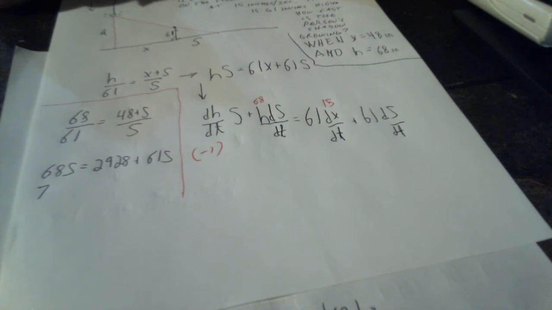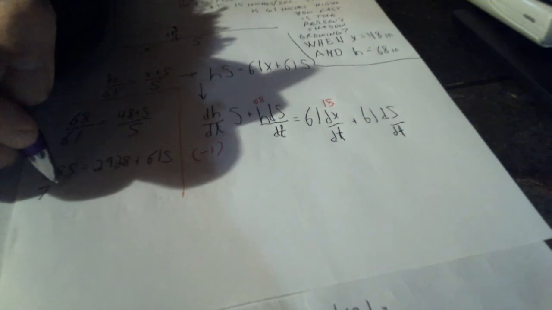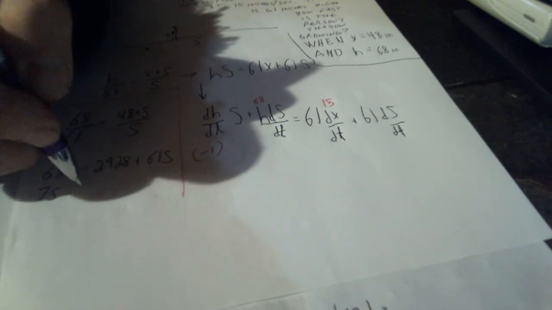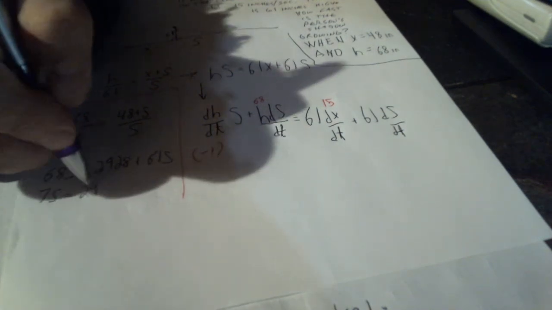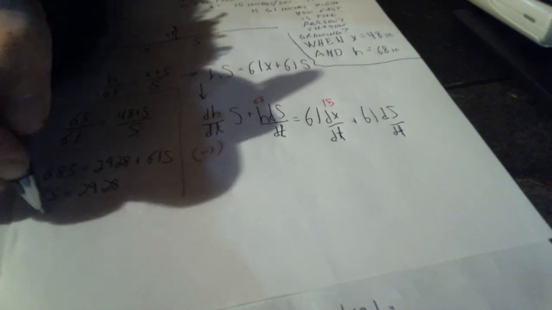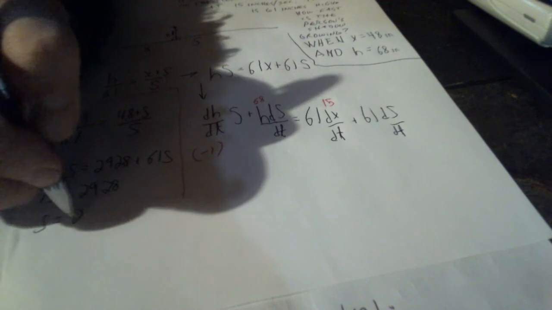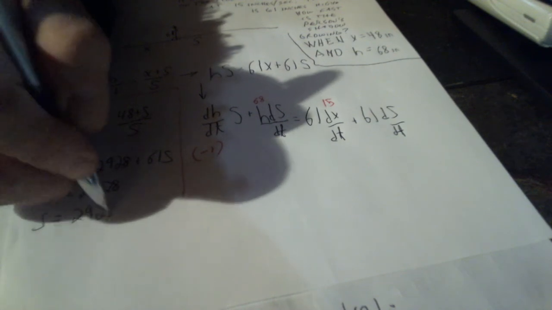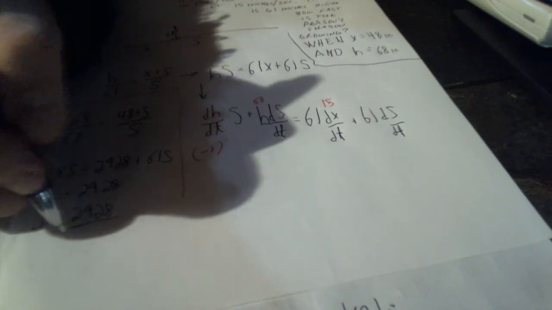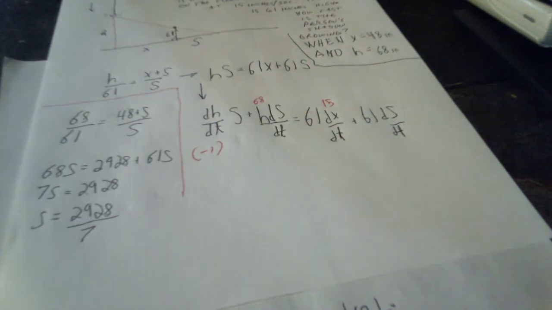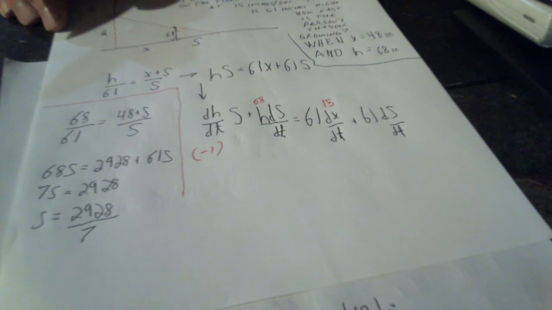So I've got 68 minus 61, 7s equals 2928. That will not be divisible by 7. So s is equal to 2928 divided by 7. And I'll just leave it like that for now. And that's inches. s is just a regular length. So now I know what s is.